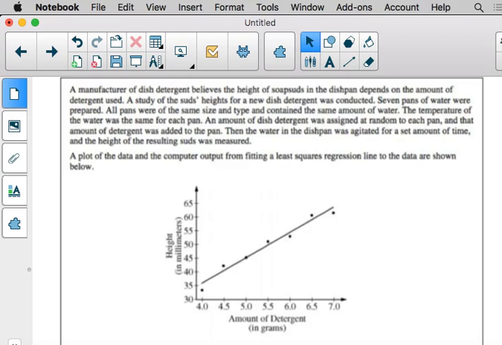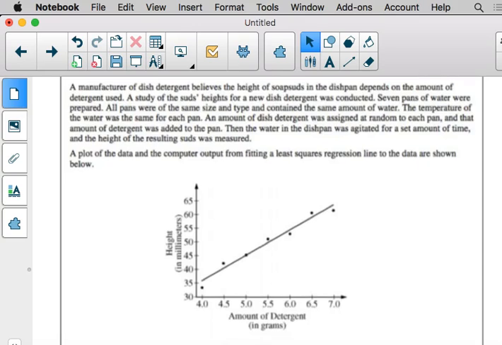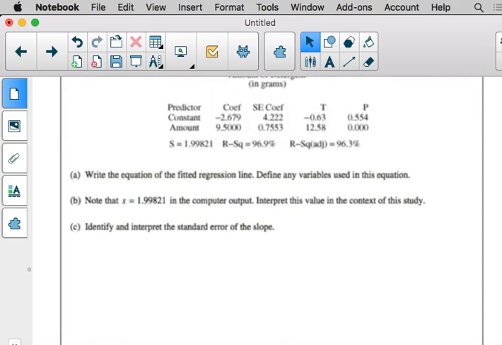A plot of the data and the computer output from the least squares regression line to the sample data are shown below. Write the equation of the fitted regression line.